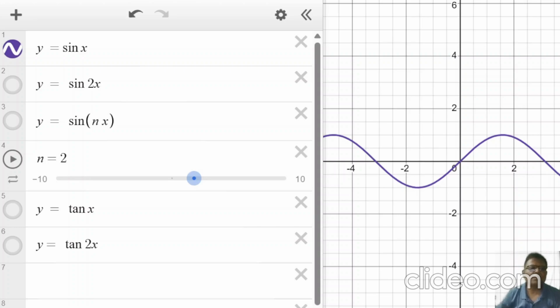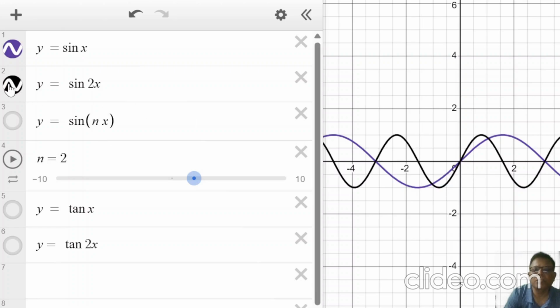Here we will learn the transformation of a curve by multiplying x, that is the angle of a trigonometrical ratio. Suppose the first function is y is equal to sin x. Here y is equal to sin x. Then you can see the graph. Now you see the graph of y is equal to sin 2x. So here what is happening is the periodicity is just half. Here the period was 2 pi and here it becomes only pi.